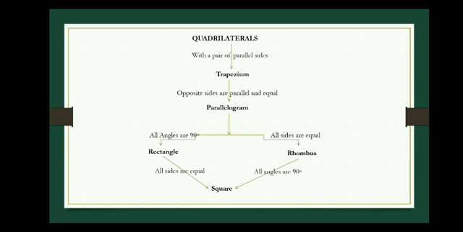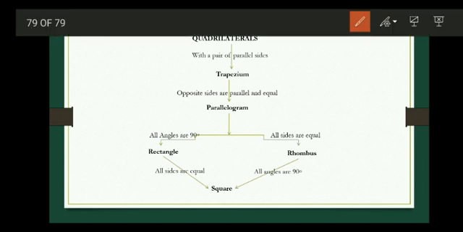From a parallelogram, if all angles are 90 degrees, then that will be a rectangle. And in a parallelogram, if all sides are equal, we'll get a rhombus. In a rectangle, if all sides are equal, we'll get a square. And in a rhombus, if all angles are 90 degrees, we will get a square. So a square is a rectangle because in a square opposite sides are equal and parallel, and all angles are 90 degrees, so it satisfies the property of a rectangle. So all squares are rectangles, but all rectangles are not squares.